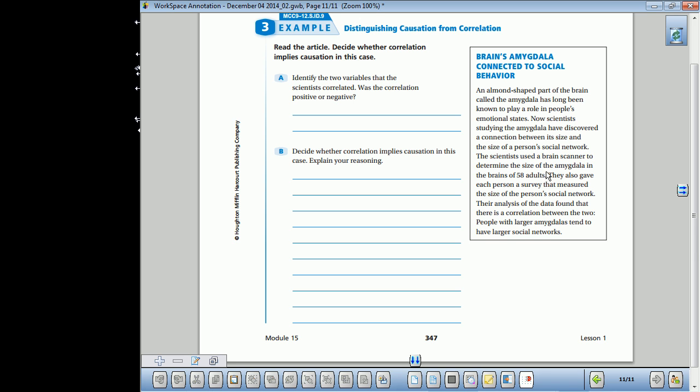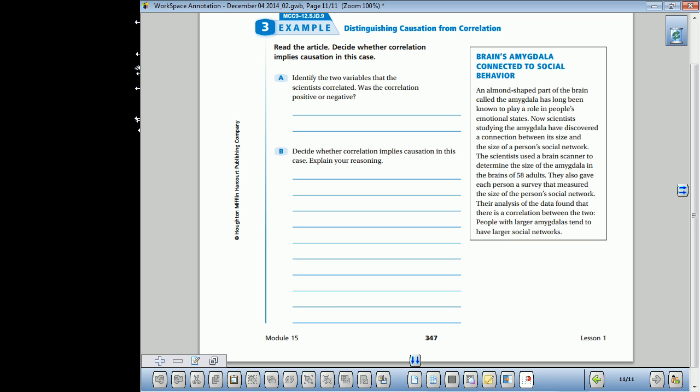And so guys, do we even know if the size of the social network causes the larger part of your brain? Or were you innately born with a larger part of your brain, therefore you were inclined to be more social? We don't know which would be the independent and dependent variable, the cause and the effect. So we can't defend causation here. There might be a correlation, but we can't defend the causation with just the information we were given.